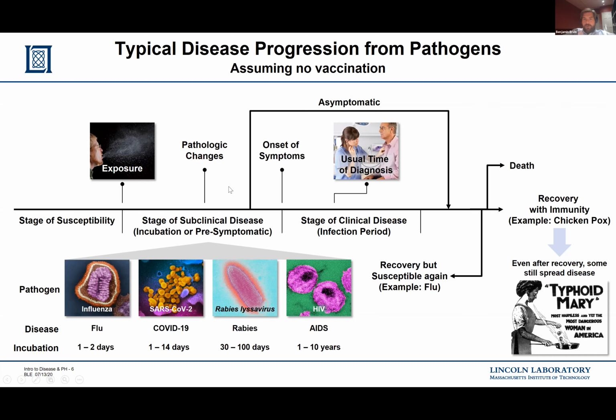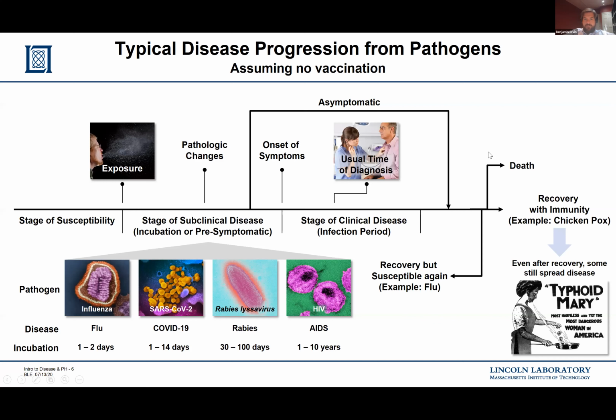During this, though, there are some pathologic changes to your body that you might not even know are taking place. In some cases, though, you can circumvent this entire thing and you're what's called asymptomatic, where you don't even ever feel anything, but you are infected and in some cases infectious to others. And then if you do have onset of symptoms, typically what happens is you go to the doctor, you say, I feel sick, they diagnose you with something, and then they start to give you therapeutics to treat that.